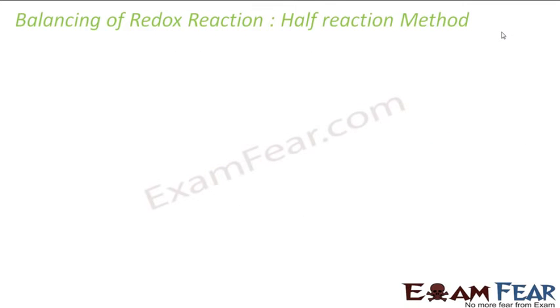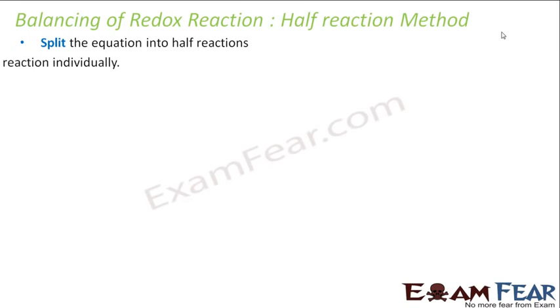So now we have seen that the method we used, oxidation number balance, is pretty complex and pretty lengthy. So let's try to understand a new method called the half reaction method. In this, the first step is to split the reaction into two halves: the oxidation half and the reduction half.